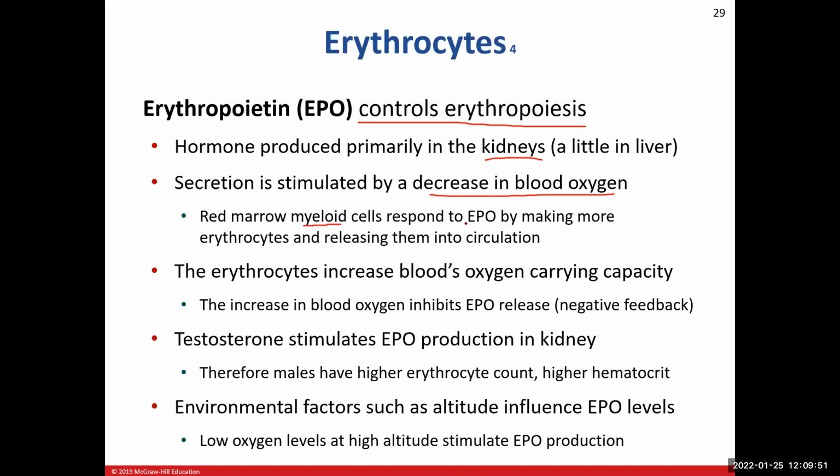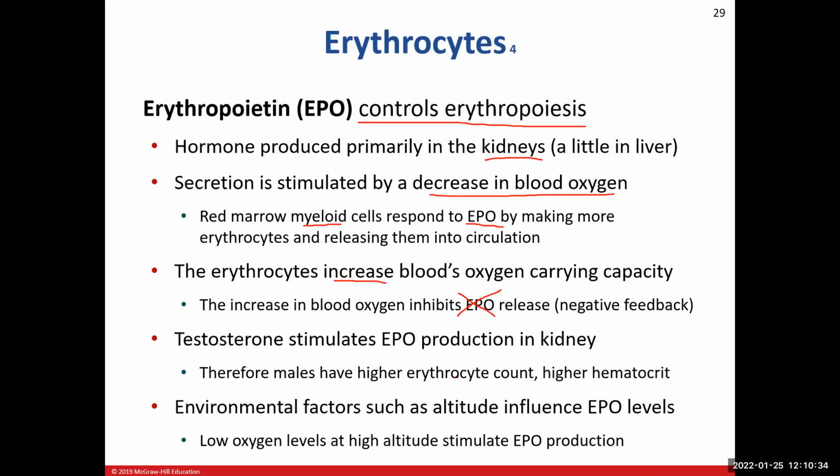So EPO, erythropoietin, stimulates the red bone marrow to produce from the myeloid stem cell line. And it makes erythrocytes, which will then be deposited into your circulation. And as we increase the number of erythrocytes, we will then increase the oxygen carrying capacity of your blood. Now, this is based on a negative feedback system. So once it gets to the acceptable level, when it gets high enough, then we'll shut down EPO. The kidneys will stop producing erythropoietin, and then that will shut down the red bone marrow.